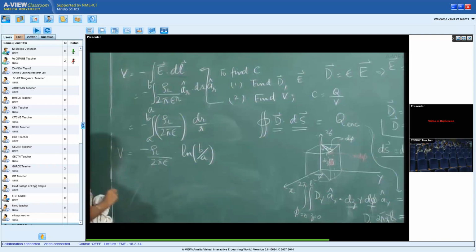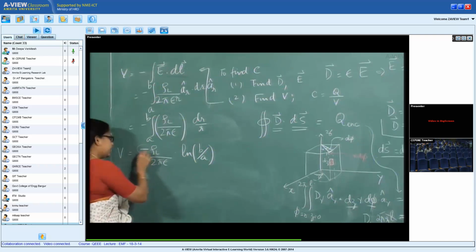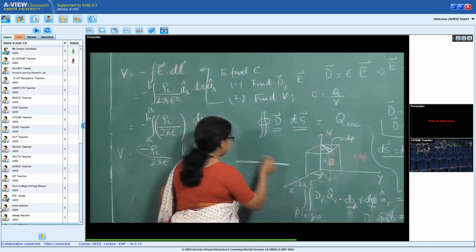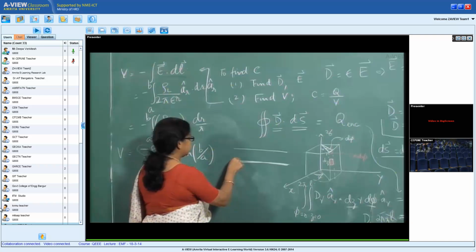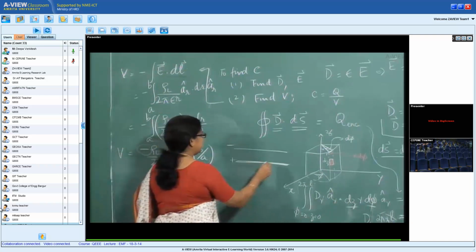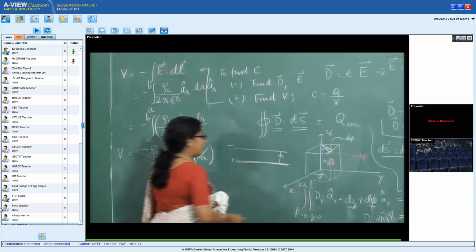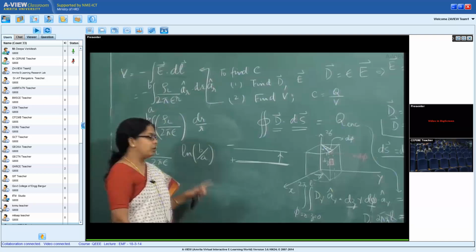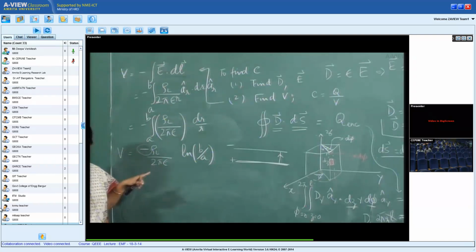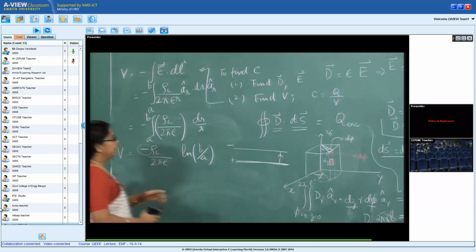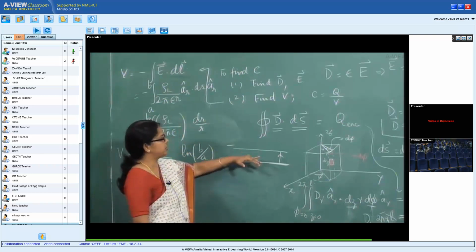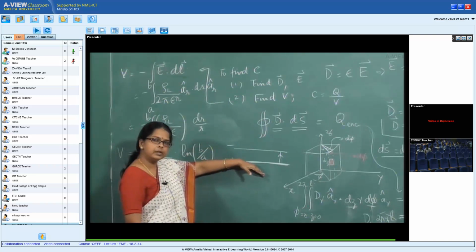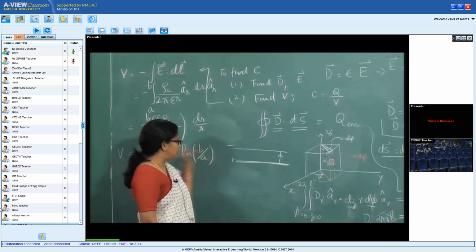This is my potential. Well, what does this minus sign indicate? This indicates that this is my inner conductor, this is the outer conductor. In the instance we considered, this is plus, this is minus. So I have my E field from the inner to the outer conductor. This V is negative or positive depending on whether you are trying to move the charge from the inner conductor to the outer conductor or from the outer to the inner.